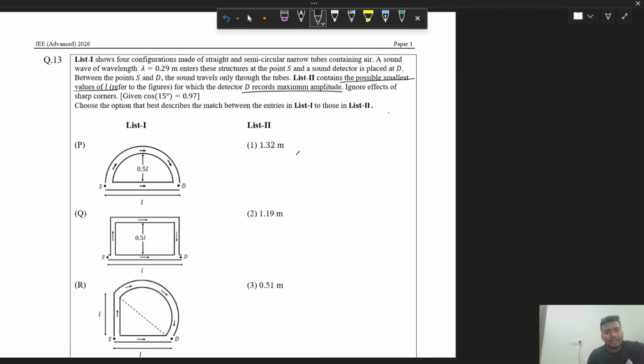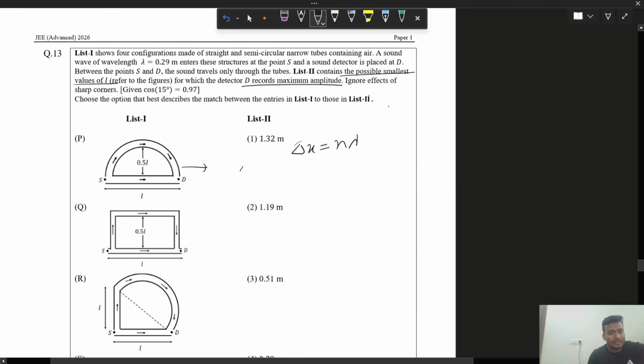So in all cases, the process for each of the options is that you have to write down the expression for path difference. And for constructive interference, it should be equal to N lambda. Now path difference will definitely be in terms of L. In this example, if I take this case, what is the path difference? The upper one is traveling pi r, the lower one is traveling 2r. So pi minus 2. Now what is r here?